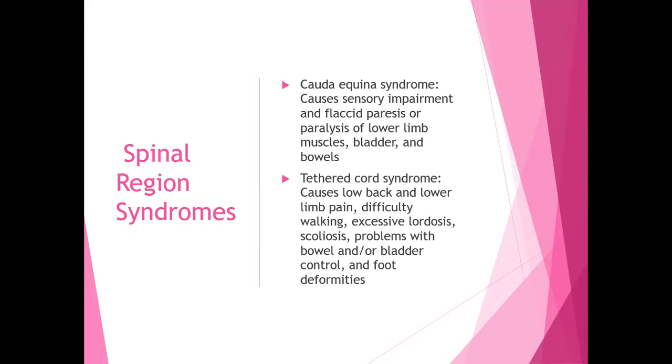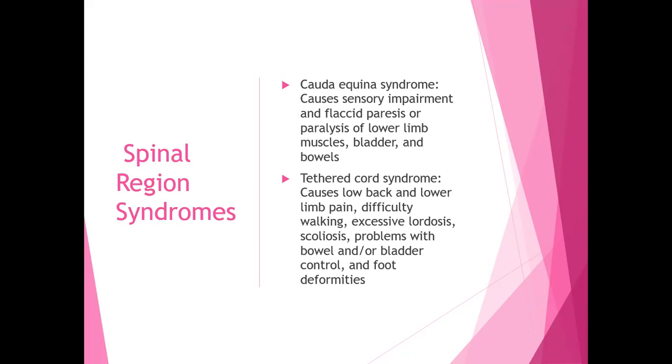Usually the signs are lower limb pain, low back pain, difficulty walking, excessive lordosis. That makes sense if you've got stretching on the spinal cord. Also scoliosis, sometimes problems with bowel and bladder control, and sometimes foot deformities. Lower motor neuron signs, so weakness, flaccidity, and hypotonia, occur if the anterior cauda equina is stretched. Upper motor neuron signs, so abnormal reflexes, hyperreflexia, paresthesias, and hypertonia, occur if the spinal cord is excessively stretched.